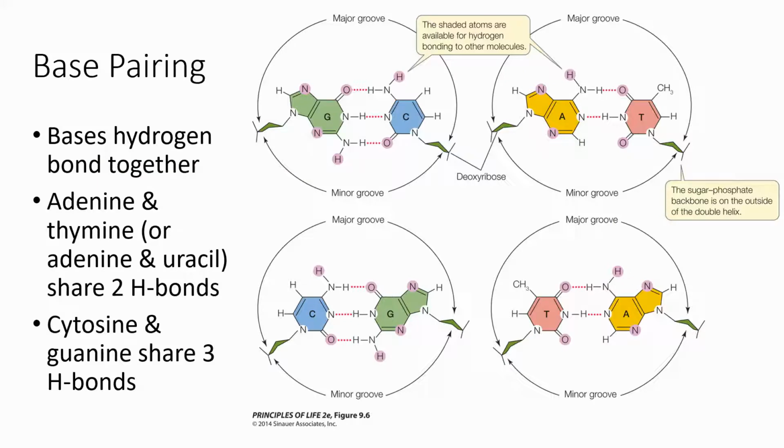So bases pair with each other. Adenine always base pairs with thymine because they can form the correct number of hydrogen bonds with each other. And cytosine always base pairs with guanine because they can form the correct amount of hydrogen bonds with each other. And of course, in RNA, thymine is replaced with uracil.